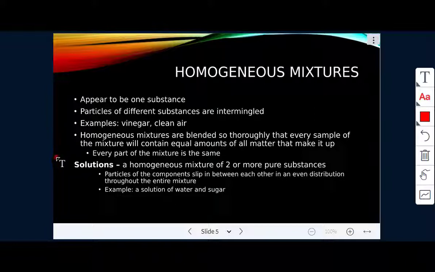They are also called solutions. So it's a homogeneous mixture of 2 or more pure substances. So think of a solution of water and sugar. That would be a homogeneous mixture. Okay, so what happens is particles of each component, they slip in between each other and they form this even distribution throughout the entire mixture.